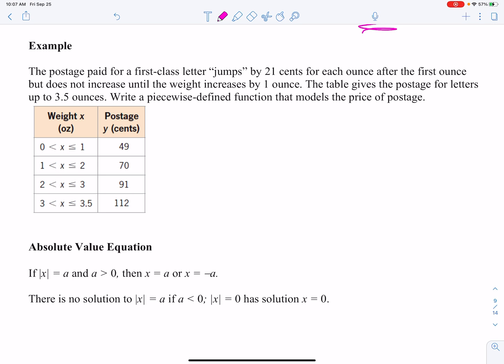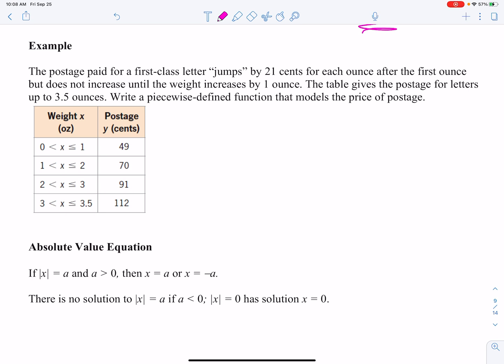The postage paid for a first class letter jumps by 21 cents for each ounce after the first ounce, but does not increase until the weight increases by one more ounce. The table gives the postage for letters up to 3.5 ounces. Write a piecewise defined function that models the price of the postage.